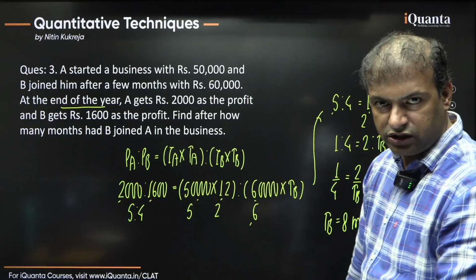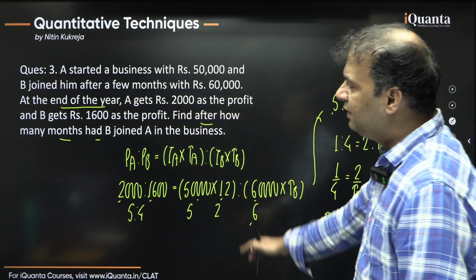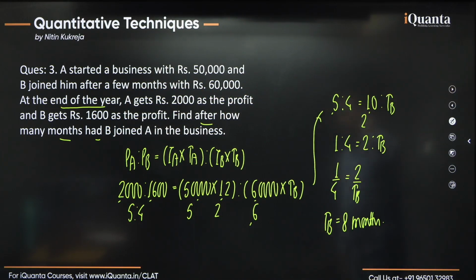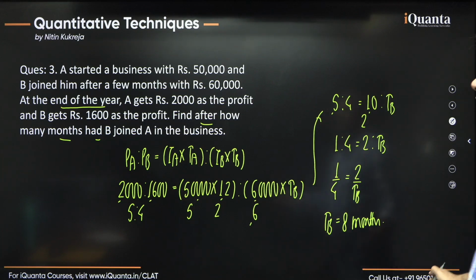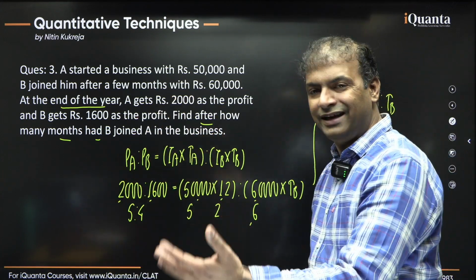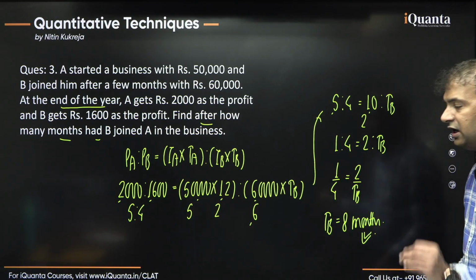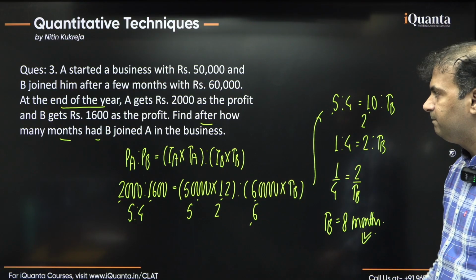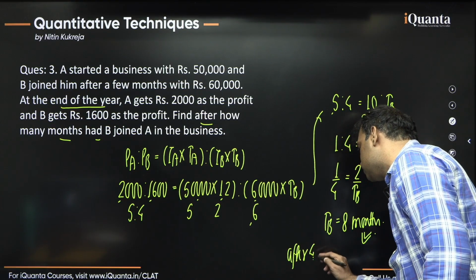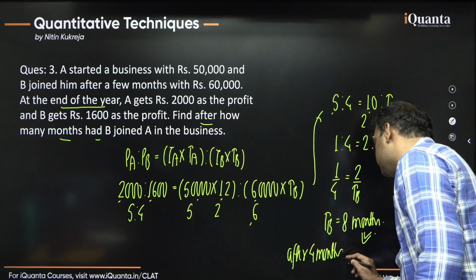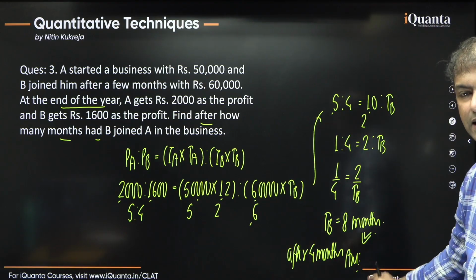But guys, that's not the question. The question is that after how many months did B join? Remember, B joined after a few months, then A. Okay, and the profit is given till the end, by the end of the year, right? So he started after a few months and worked till the end of the year, we can say that. And Mr. B has worked for 8 months. That means in the first 4 months, B was not there. That means B has joined after 4 months, right, guys? We shall say that Mr. B has joined the business after the first 4 months. That was the question. That is the answer of this question.